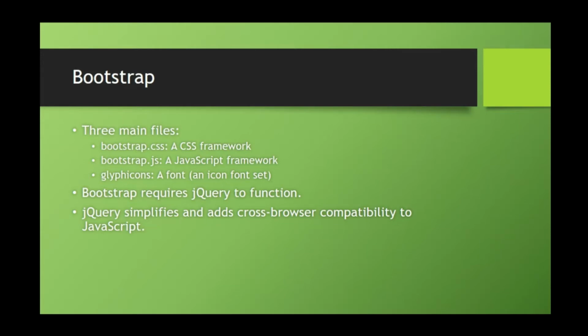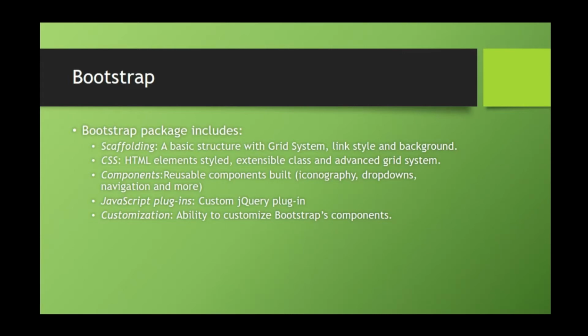Inside the Bootstrap package, we have several things. The first one is scaffolding. This is a basic structure with the grid system, link style, and background. So you can format your interface based on this grid system, link style, and background. The second part is CSS, cascading style sheets, with HTML element styles, extensible classes, and an advanced system. The next one is components, which are reusable components. We have iconography, dropdowns, navigations, and many more. And it also has JavaScript plugins.